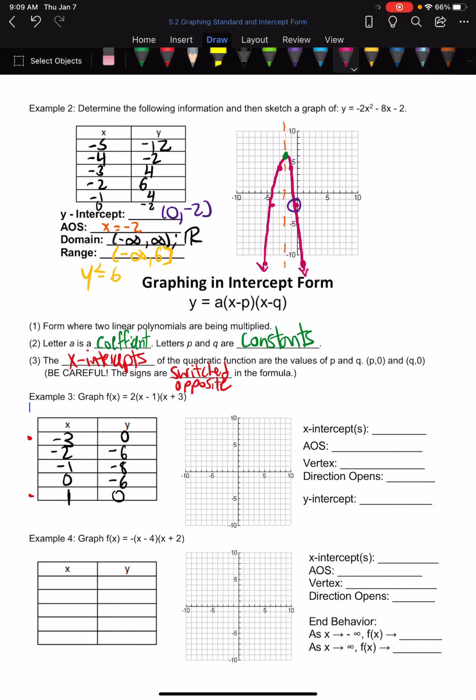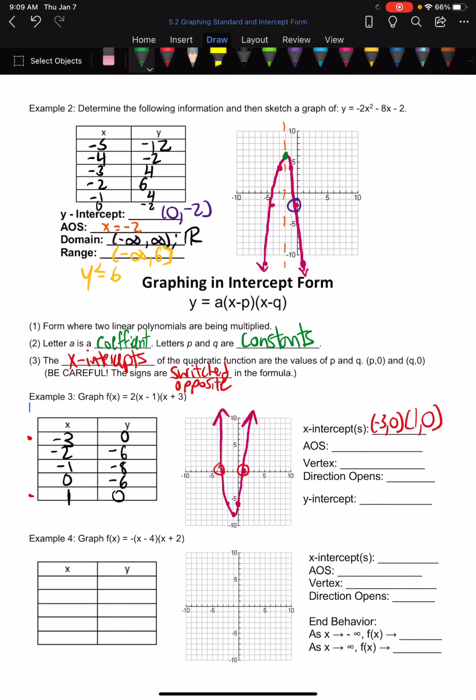So where x is negative 3, y is 0. Where x is negative 2, y is negative 6. Where x is negative 1, y is negative 8. Where x is 0, y is negative 6. And where x is 1, y is 0. So we have our parabola. And we have our two x-intercepts at negative 3, 0 and at 1, 0.